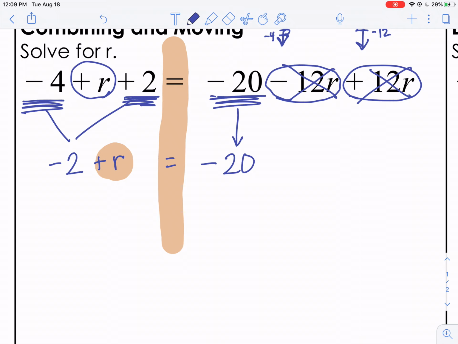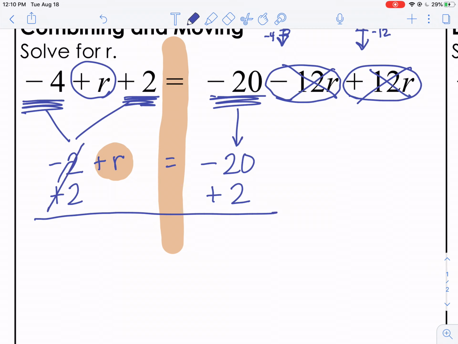The opposite of a minus 2 would be a plus 2. So I'm going to add 2. What I do on one side, I need to do on both sides. So this would cancel and make 0. I'm leaving just r equals negative 20 plus 2.